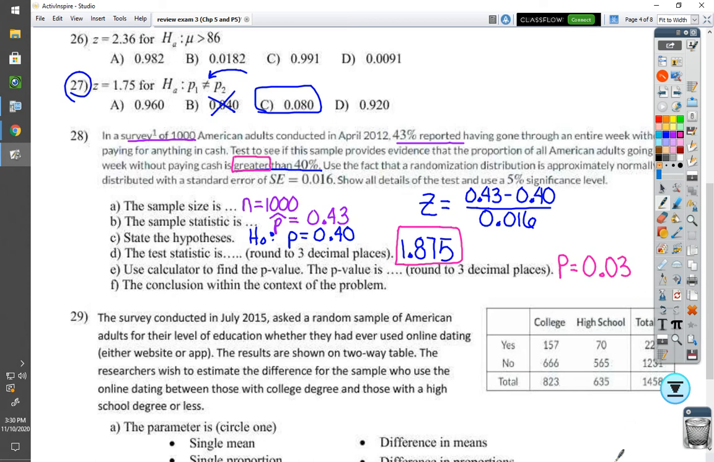The question says, what is the conclusion in the context of the problem? Well, first of all, I have to know the significance level, and it was 5%. 0.03 is less than 0.05. Therefore, we would reject.